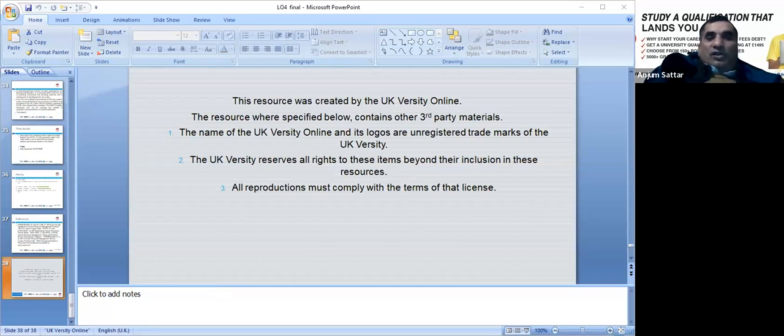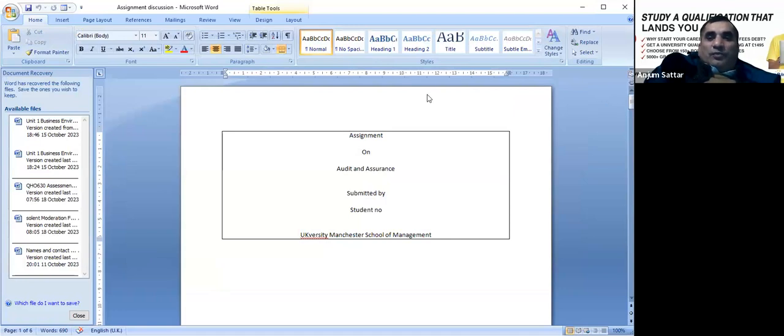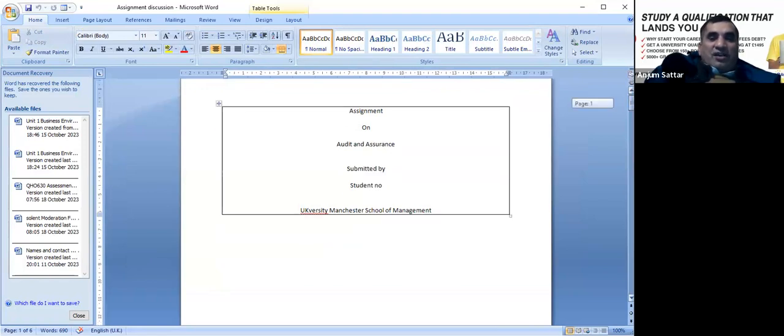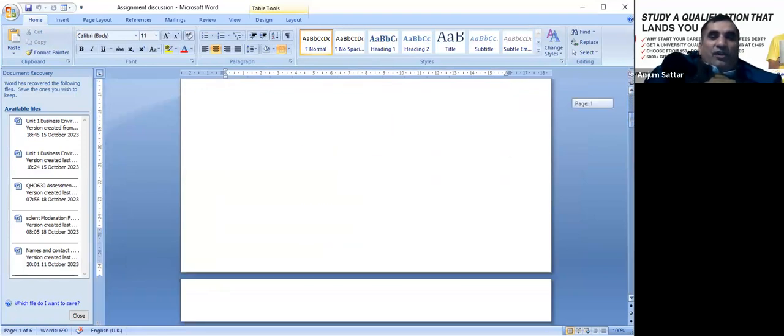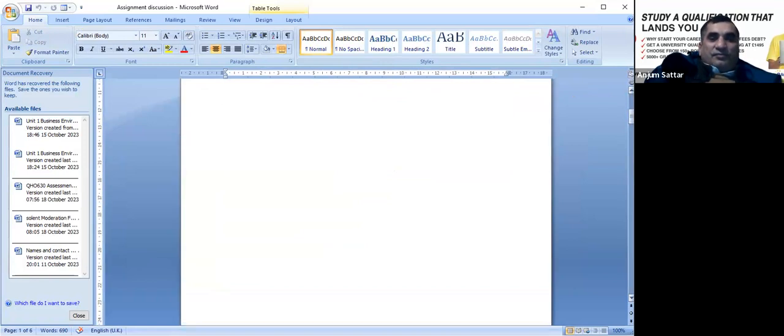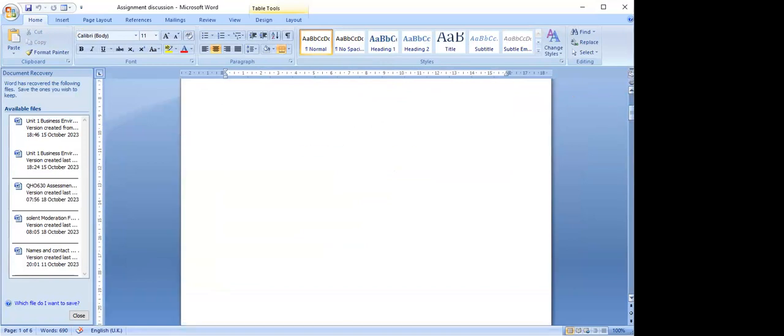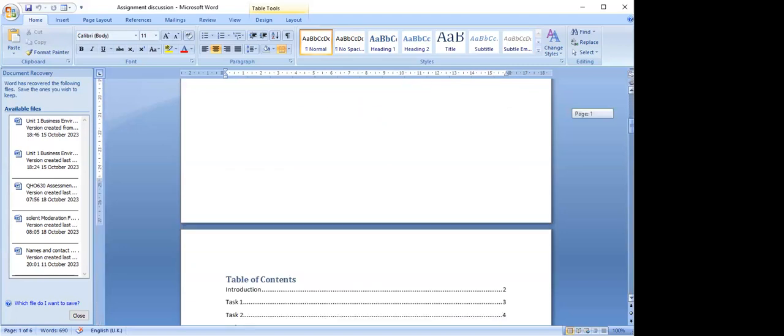Let's look at what we are supposed to do in terms of the assignment. When you do your assignment, I hope you have done assignments before as well. So, the referencing, how to do it: are we okay with Harvard referencing? Okay, brilliant. That's fine.